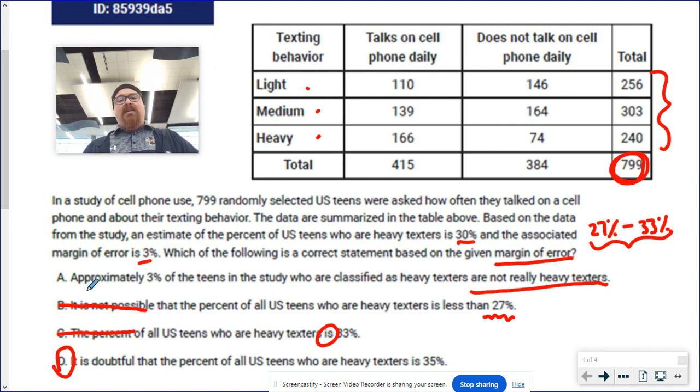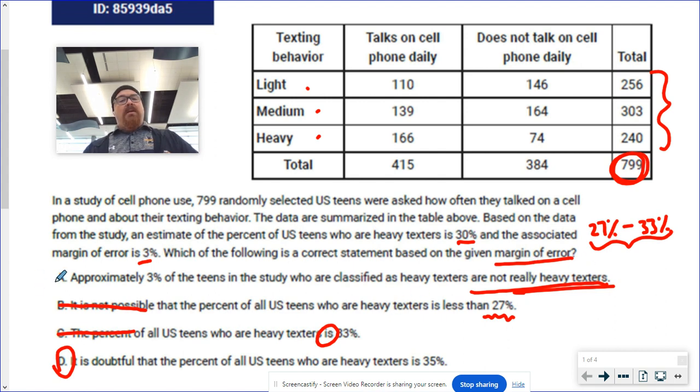Let's come back here to A to talk about why this is wrong. Approximately 3% of teens in the study who are classified as heavy texters are not really heavy texters. That's not what margin of error is about. Margin of error is focusing on that one category, which is heavy texters. So this isn't about the quality of that category, right? Well, maybe they're heavy texters, maybe they're not. No, we are focusing on that category, and we're saying that the number of students or the percentage of students in that category could vary between 27 and 33%. Right? We're not judging the quality of the category. We say, well, they're not really heavy texters. Not what we're saying.